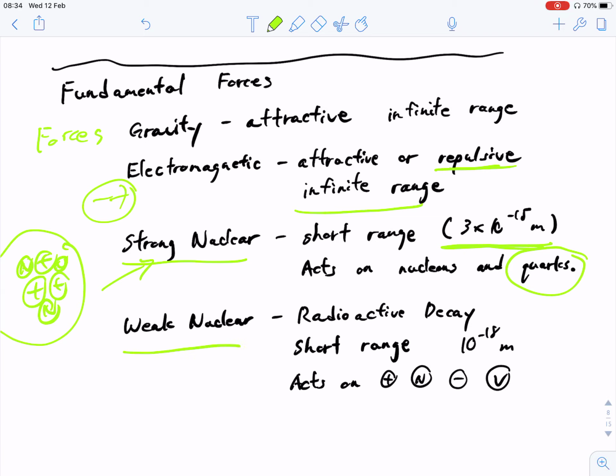The weak nuclear force, which is radioactive decay, again, we'll talk more about that in the coming unit. It is also quite a short range, 10 to the power of minus 18 meters, and it acts on protons, neutrons, electrons, and this little guy ν here, these are our neutrinos. Again, these are other subatomic particles that we will talk about more a little bit later.